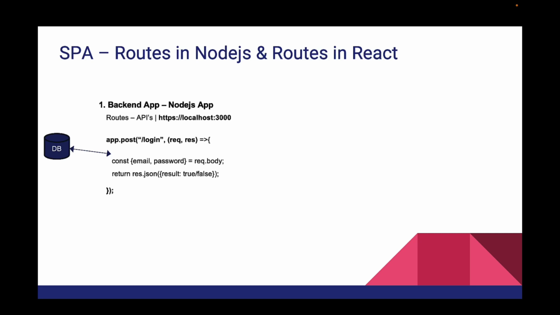And the backend app does not contain only one route. It could contain multiple routes segregated in different files, or whichever way you want to write it.